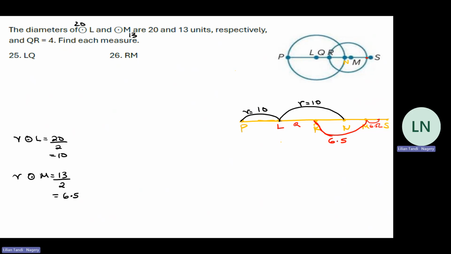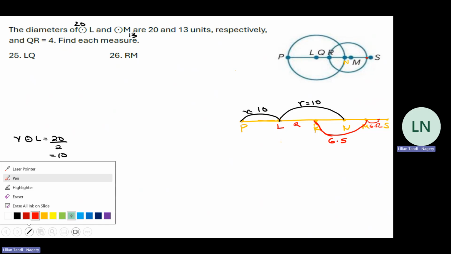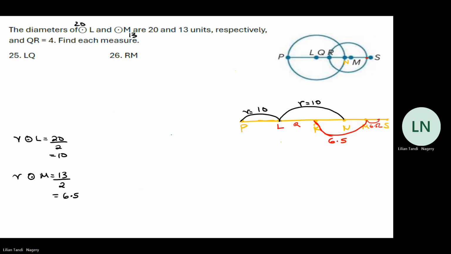Let's just figure this out slowly. LQ. What do I know? What do I know? Okay, let me stop this here. I will start from here. Let me solve it.